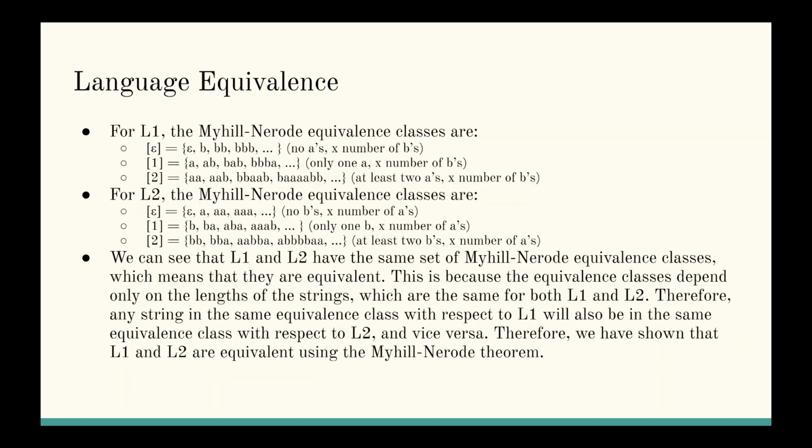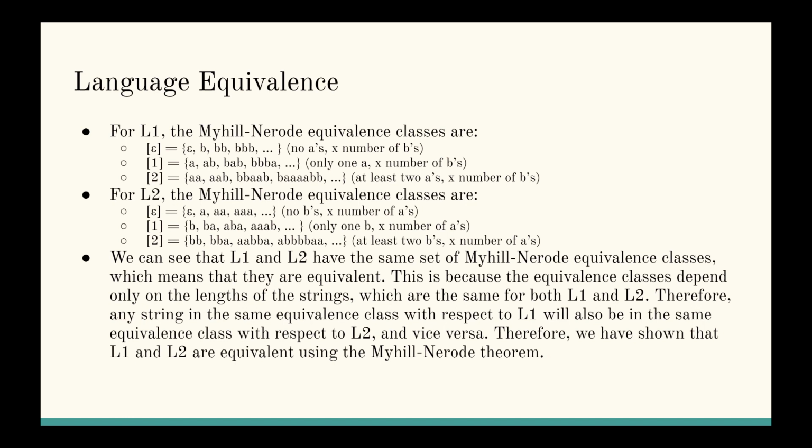So for L1, the Myhill-Nerode equivalence classes, if we recall, L1 is a language that consists of at least 2 A's. So here we'll have 3 equivalence classes. The first would be the empty string and any number of B's, right? The second equivalence class would consist of strings that contain only 1 A and an X number of B's. Obviously these two equivalence classes will not be accepted by the language. However, this third class will have at least 2 A's and an X number of B's, so this class will be accepted by the language.